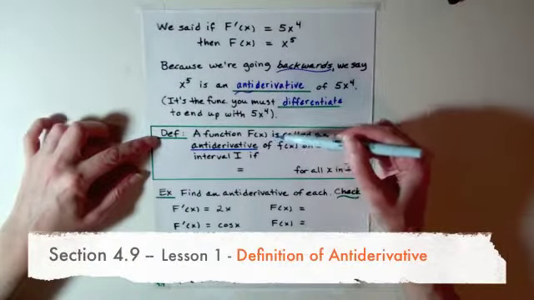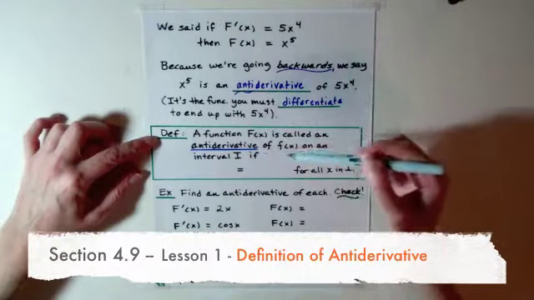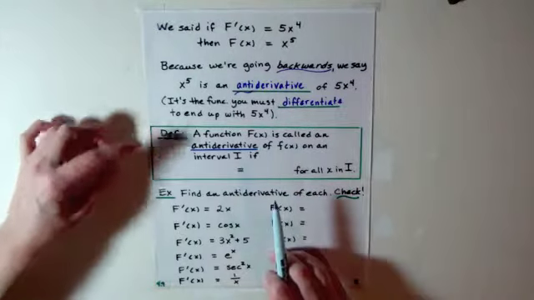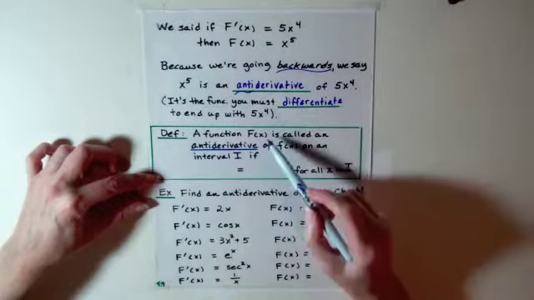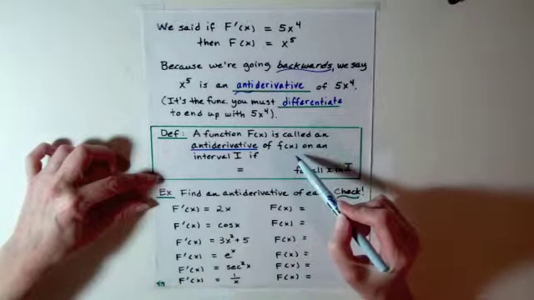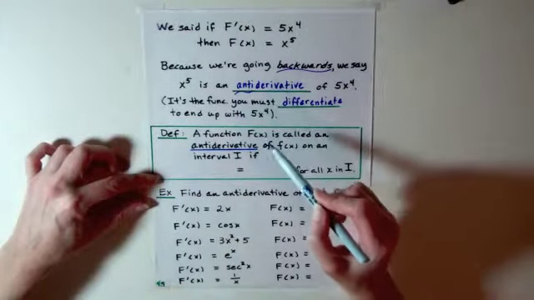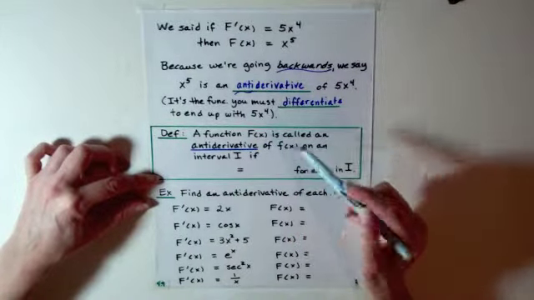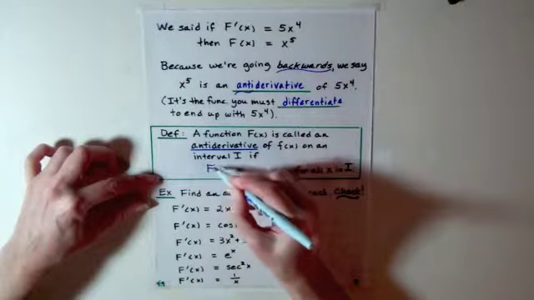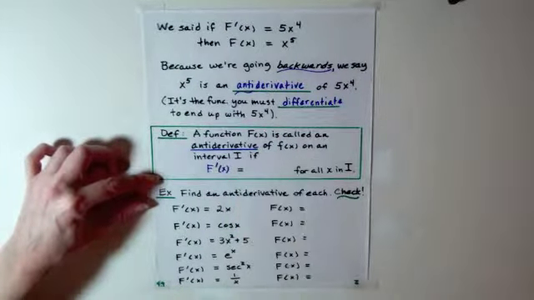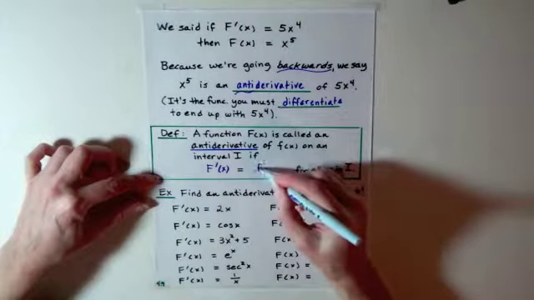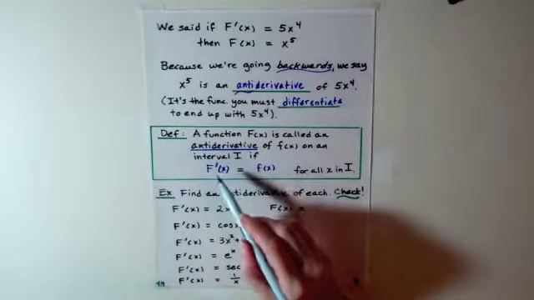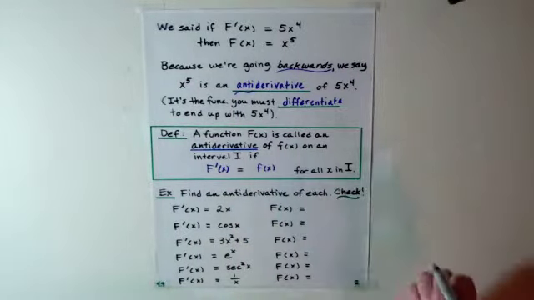A function capital F of x is called an antiderivative of a function little f of x on an interval I if, and let's see if we can fill this in, capital F is supposed to be the antiderivative of little f. Remember, that means capital F is the function whose derivative is little f. So if I did capital F prime of x, what should I end up with? I should end up with little f of x. So capital F prime of x is equal to little f of x for all x in our interval.